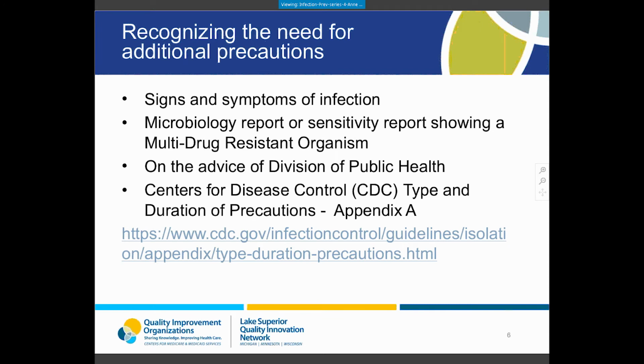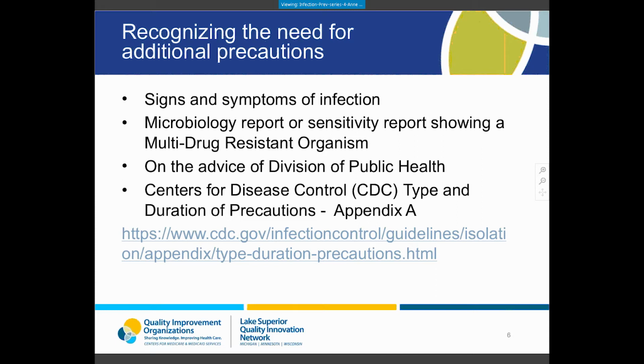So how do you know if standard precautions are not enough and you need to be using additional transmission-based precautions? There are a few resources that can help you with this decision. Increased precautions should be considered for any organism that is identified as multi-drug resistant. Your state or local division of public health will also have information and recommendations for you.